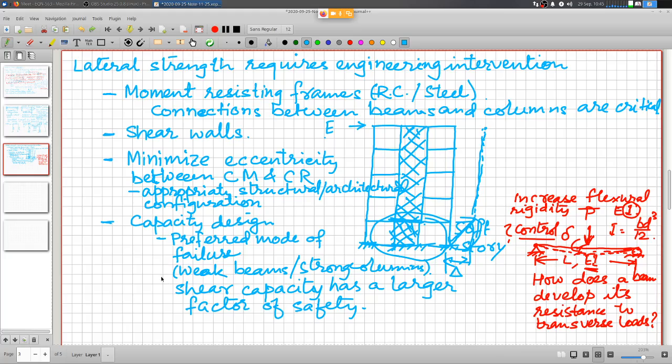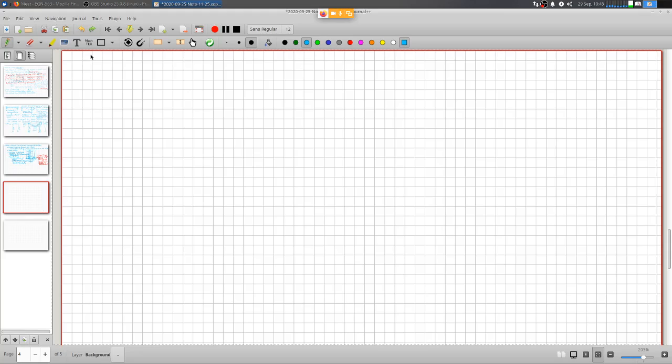So then another point that I have been talking about is the energy balance.